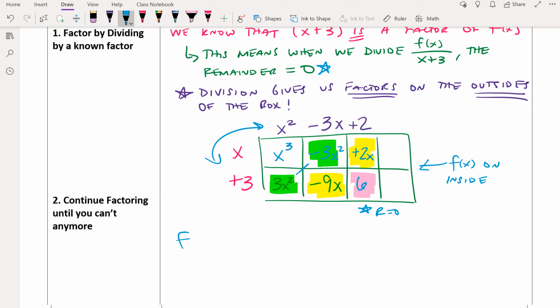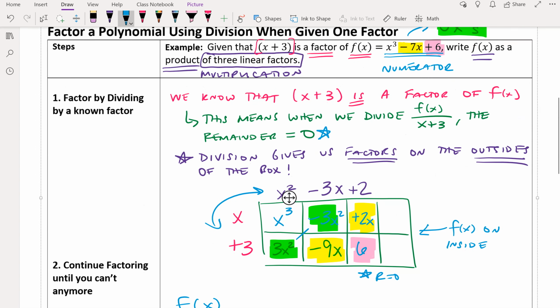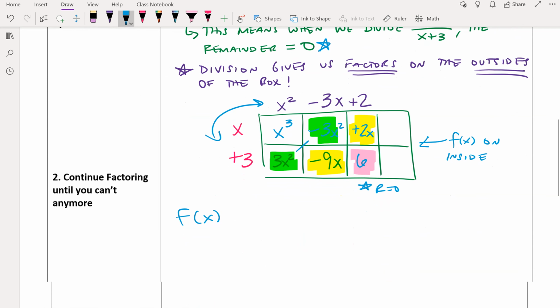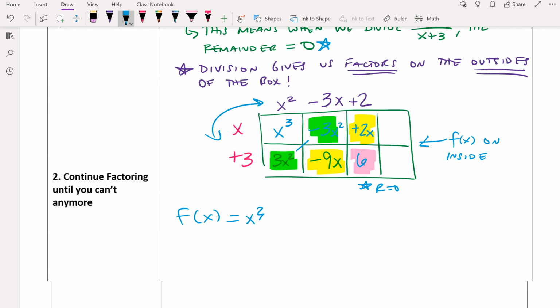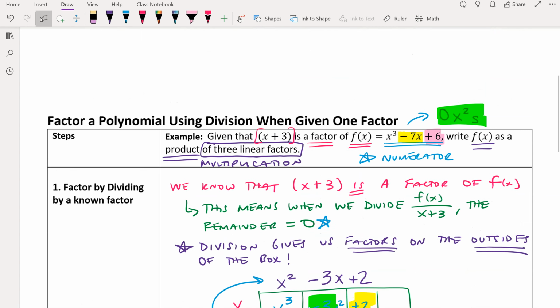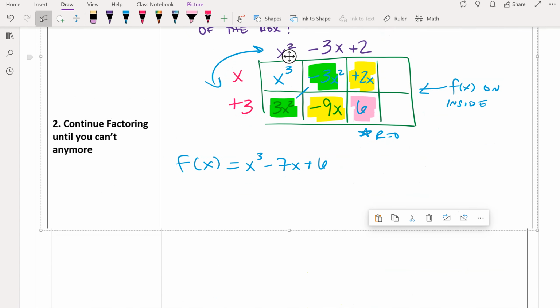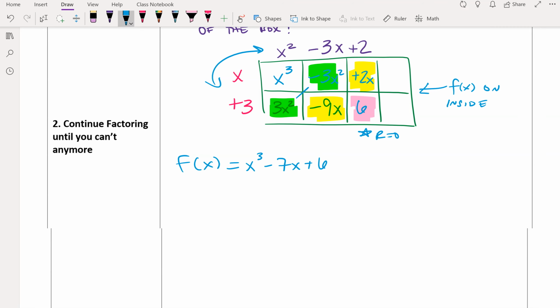So we can say f of x can be written as this thing right here. So let me write that down. F of x can be written like this, x cubed minus 7x plus 6. That's like the f of x that we started with, right? But it can also be written as two factors multiplying together. So f of x can also equal this x plus 3 factor and this x squared minus 3x plus 2 factor.